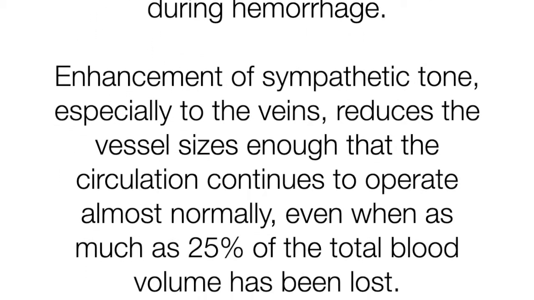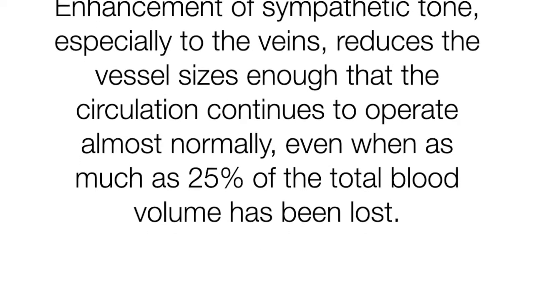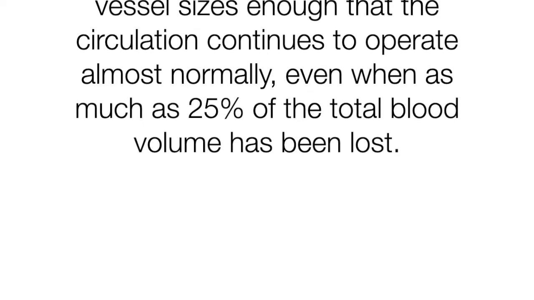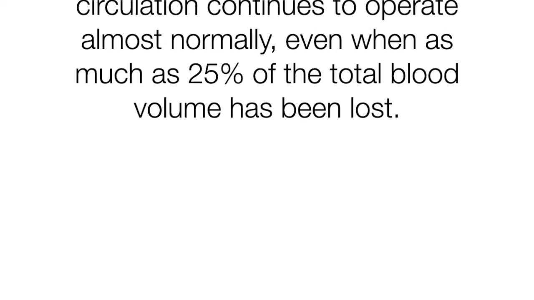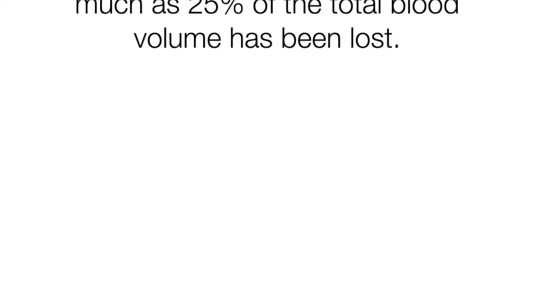Sympathetic control of vascular capacity is also highly important during hemorrhage. Enhancement of sympathetic tone, especially to the veins, reduces the vessel sizes enough that the circulation continues to operate almost normally, even when as much as 25% of the total blood volume has been lost.